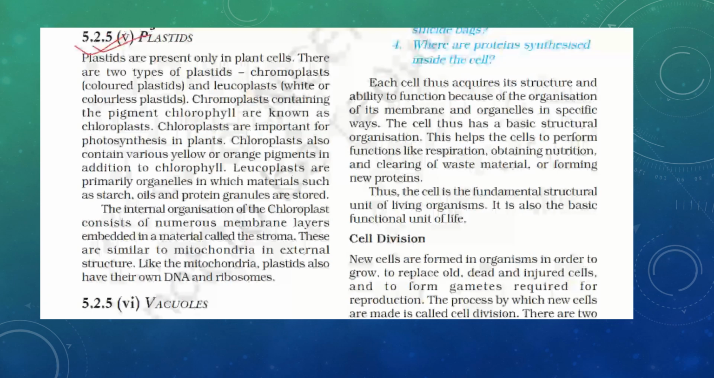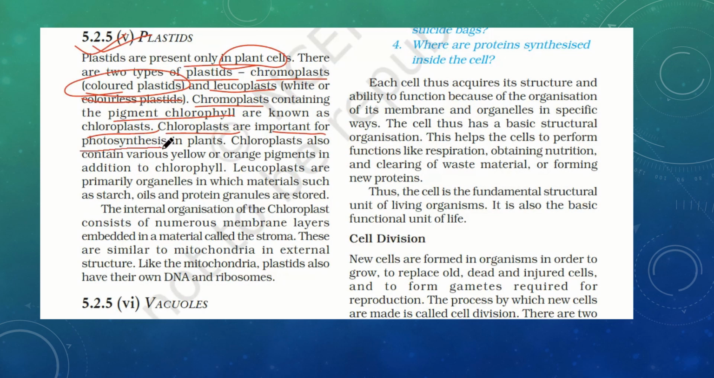So, what are plastids? Plastids are present only in plant cells. They are chromoplasts, that is, colored plastids, and leucoplasts, or white colorless plastids. Chromoplasts containing the pigment chlorophyll are known as chloroplasts. Chlorophyll is present in the chromoplast, so chloroplasts are very important for photosynthesis in plants.